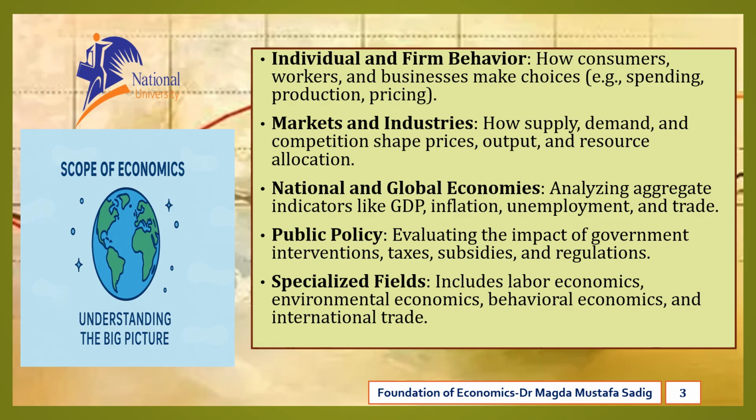The fifth point is the specialized fields in economics. Economics has many branches that focus on specific topics like jobs, the environment, or how people think. We have labor economics, environmental economics, knowledge economy, zero carbon economy, and others. So economics helps us understand how the world works, why things cost what they do, why some people have jobs and others do not, or how government decisions affect the life of the people. Whether you are an economist studying fancy models or just someone curious about why gas prices keep changing, economics gives you tools to make sense of it all.